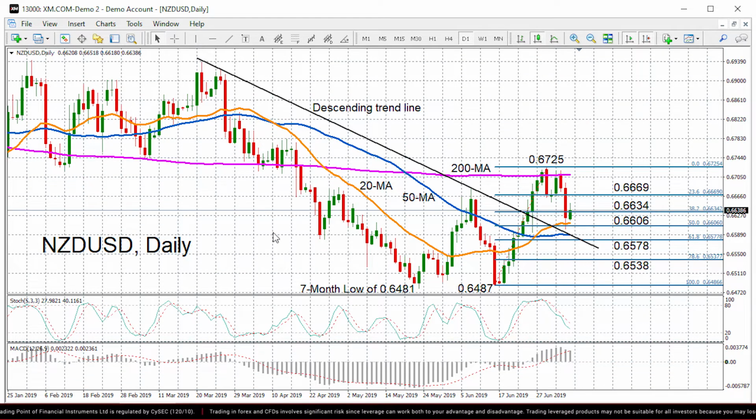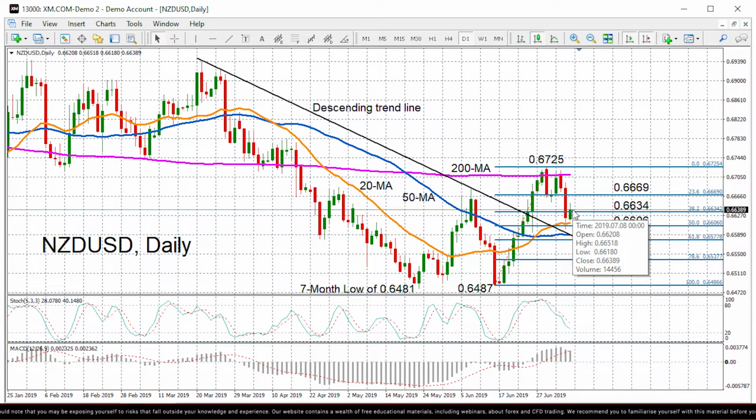And finally, let's now turn to Kiwi Dollar. It's a bit of a mixed picture because looking at the MACD, it's still comfortably above zero, though it has now slipped just below the red signal line. Looking at the stochastics, though, they're trending downwards, pointing to continued deterioration in the positive momentum. Price action, though, today is higher.